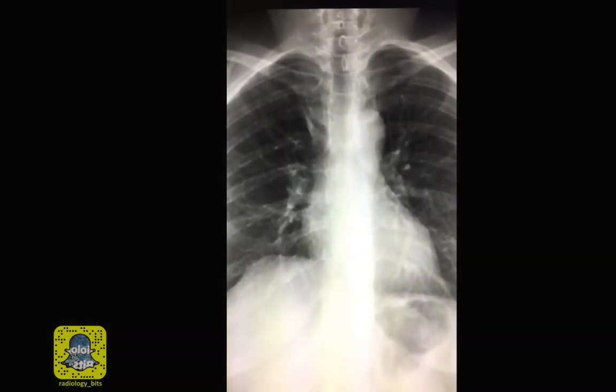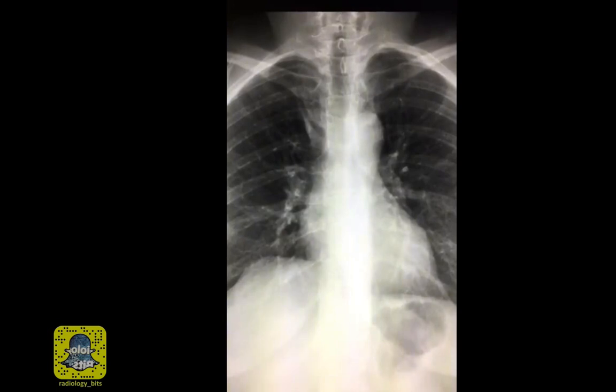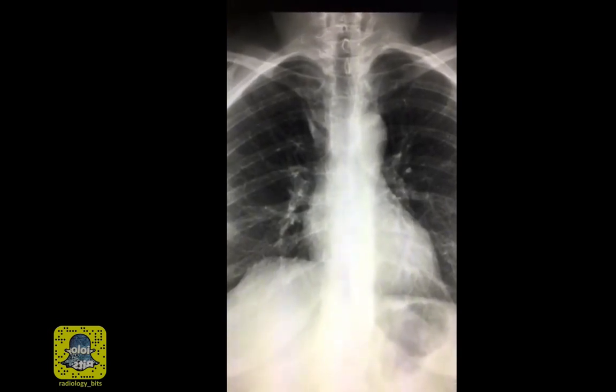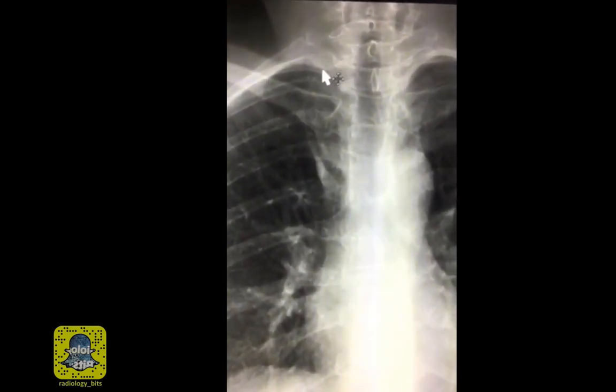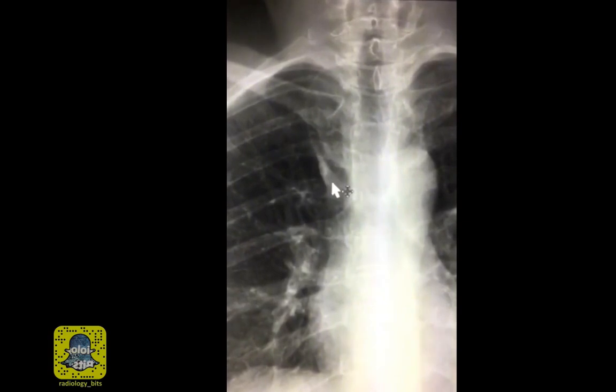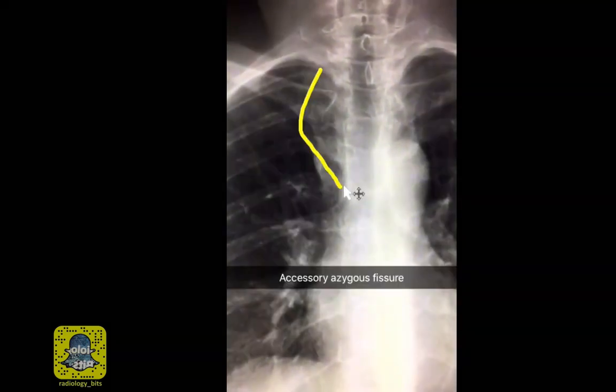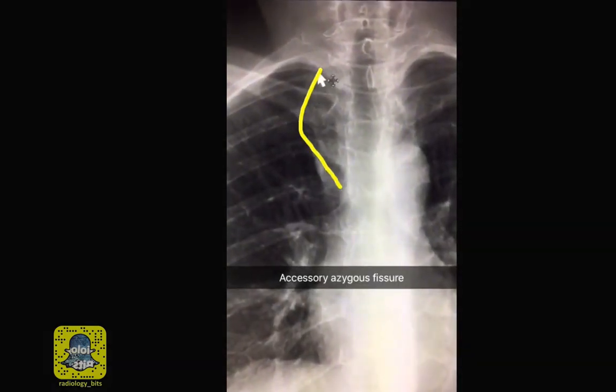Welcome everybody. This is a chest x-ray on an adult patient with the aim of showing 3 quick things for junior followers. The first thing we see is this line that curves and goes all the way down to reach the hilar area. This is called an accessory azygous fissure.